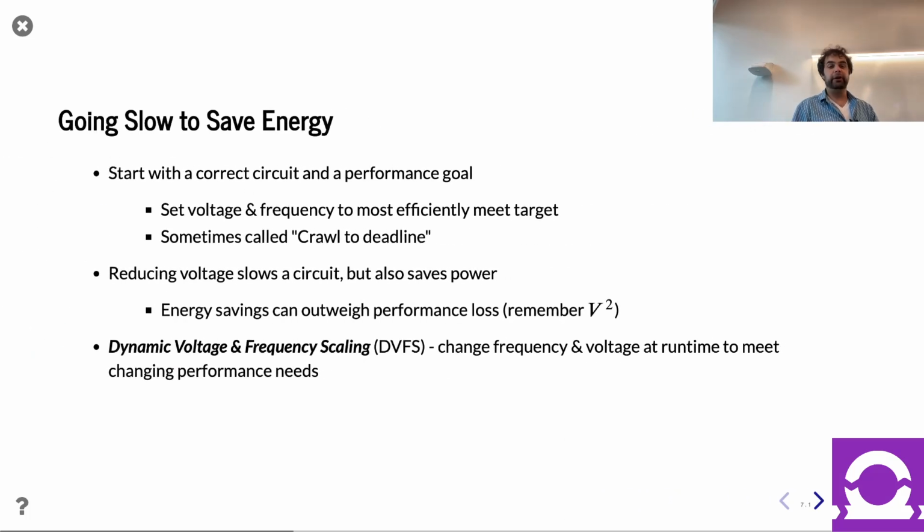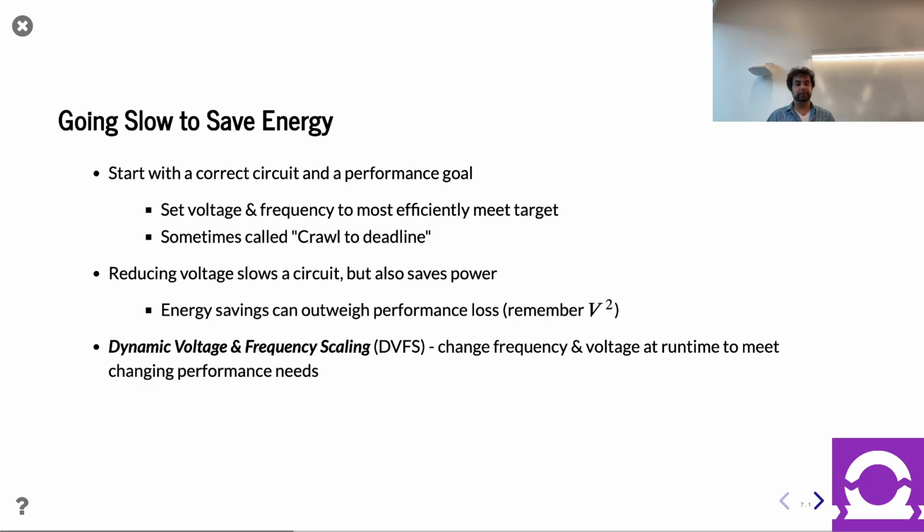So like I said, going slow: turn your voltage and frequency down to meet that target. As we talked about before, when we turn the voltage down, you go slower, but there's a super linear power benefit, right? So that's why you do it. And that's, of course, setting that intelligently, changing the voltage with the frequency at the same time. That is called dynamic voltage and frequency scaling.